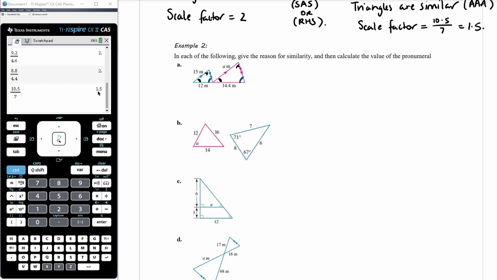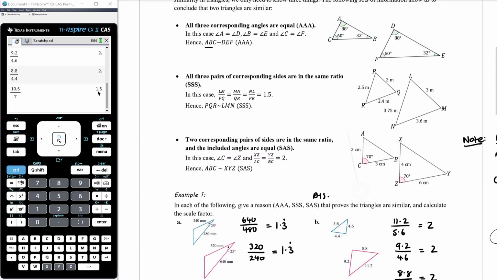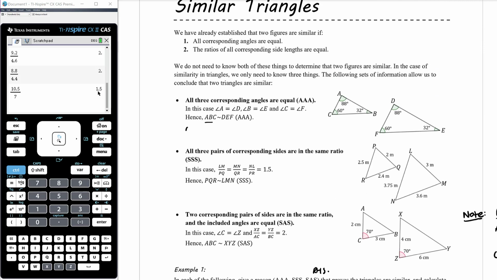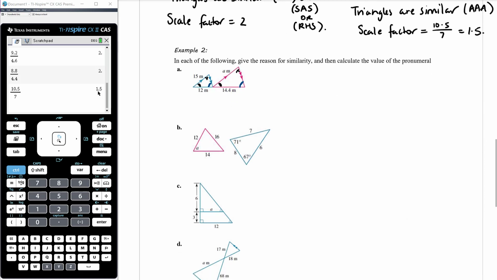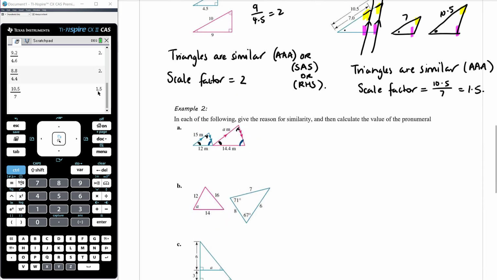Okay. In fact, when you're talking about similarity, in terms of the angle, angle, angle reason, we actually only need to know two angles. Because if two angles in a triangle are the same, the third one has to be the same, because we know that three angles add up to 180. So in fact, just knowing that two pairs of angles are the same on the basis of them being corresponding angles to do with those parallel lines, we know that we have similarity. These are similar because of angle, angle, angle.